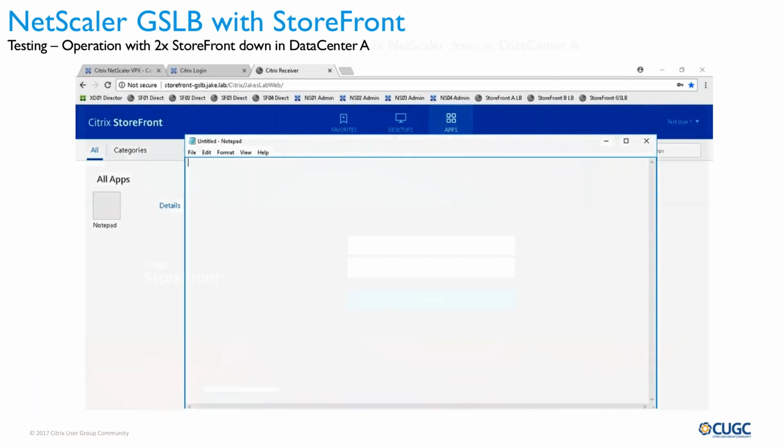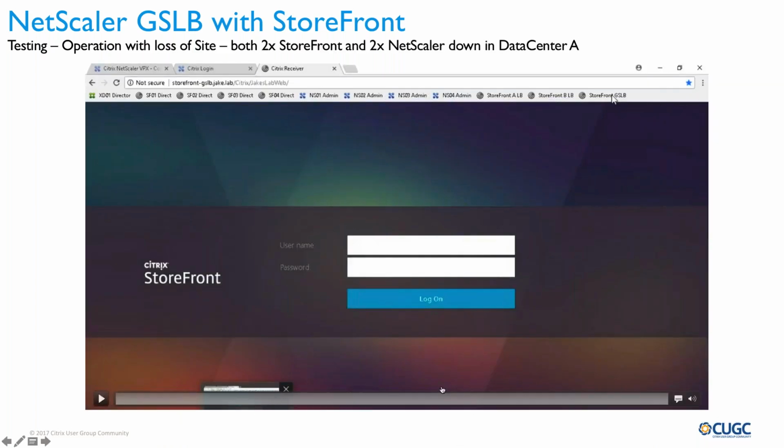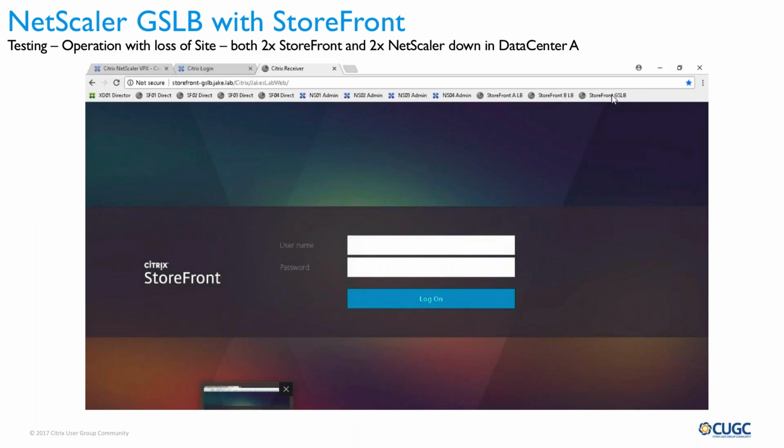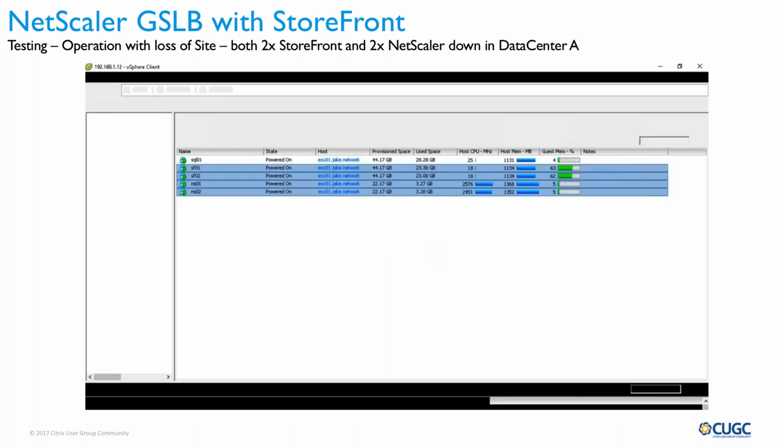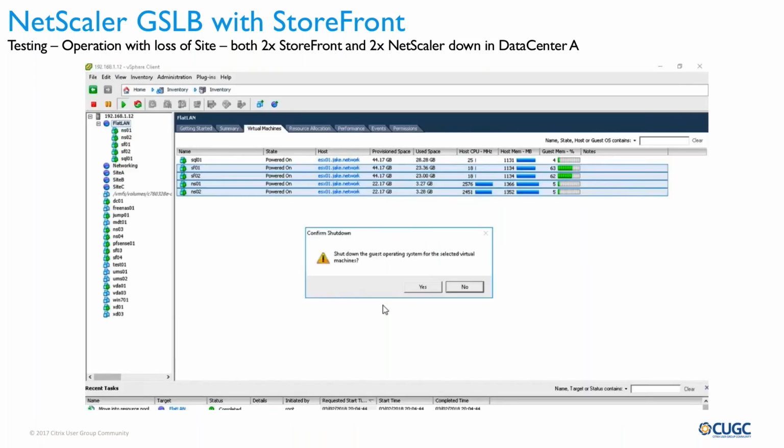So in this demonstration, we're going to take things up a notch, and what we're going to do is show a failure that basically shows what happens if we lose all of our access layer in the data center. Probably the only time this would occur is if the whole data center is down, so I'm actually going to turn off both storefront servers and both NetScalers in data center A. So just turn these VMs off.